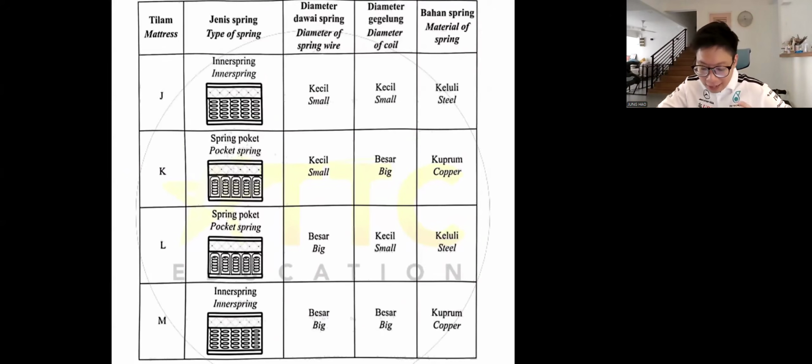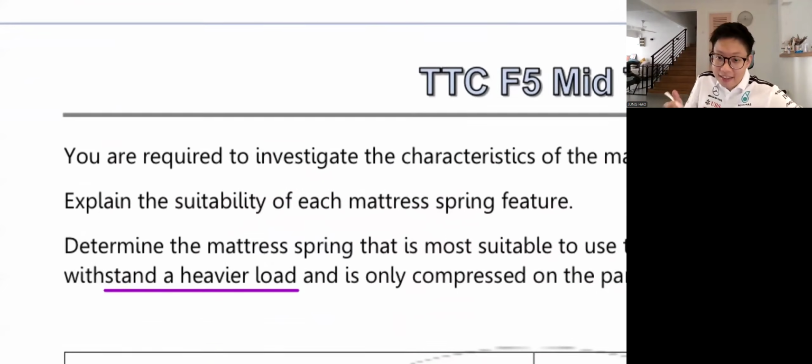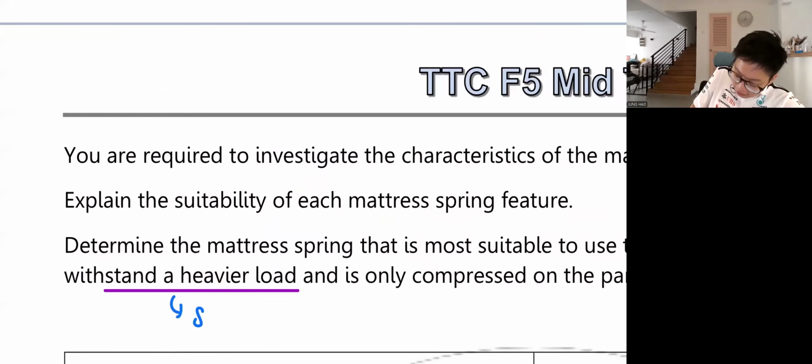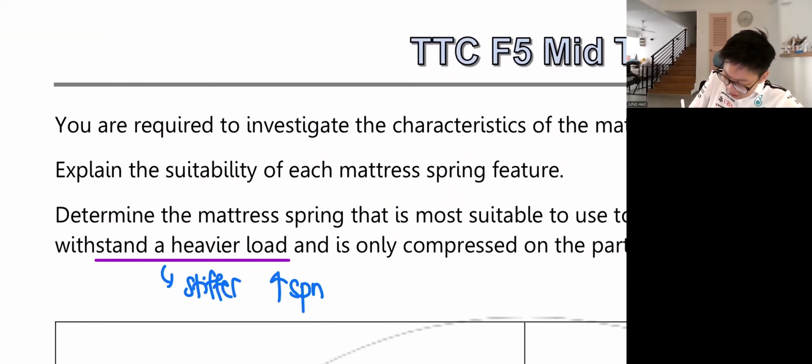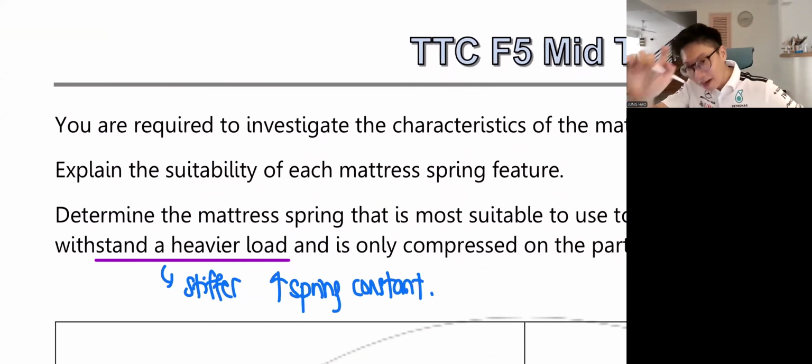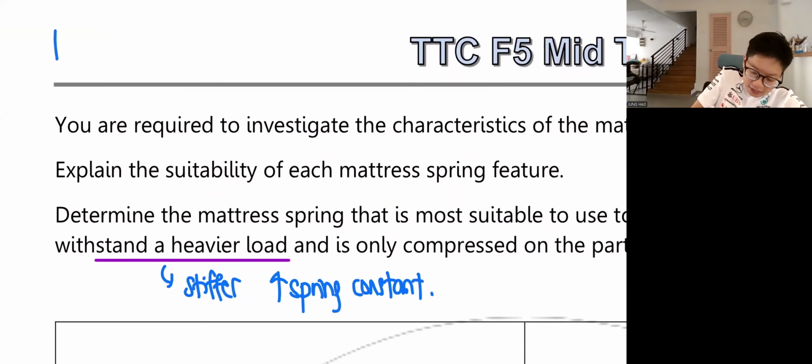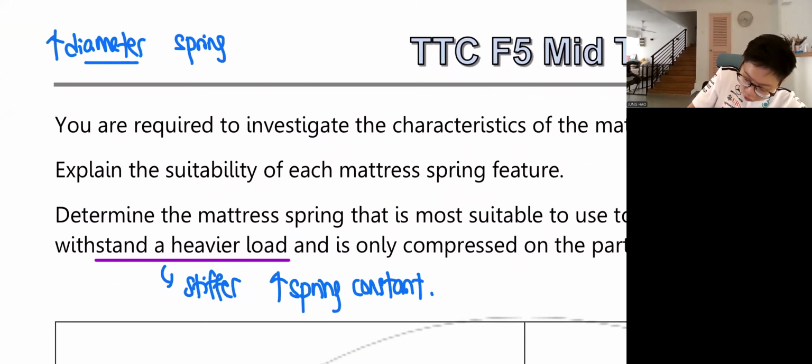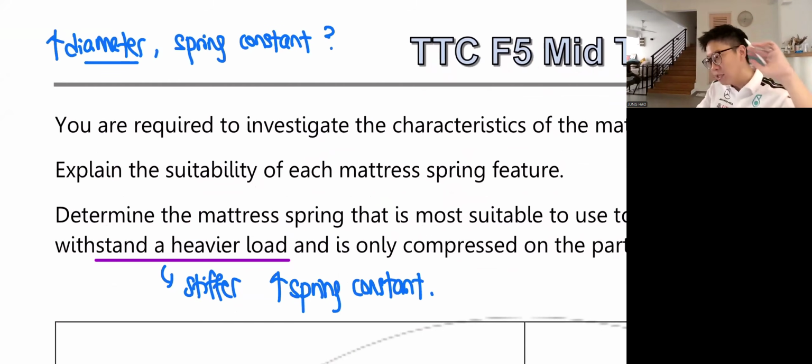So which is the better tilam? Okay, so if you want to withstand a heavier load, obviously, technically, you want a stiffer spring. So you want a larger spring constant, right? Correct. Okay, now my question will be this, guys. If I increase the diameter, does it make my spring constant increase or decrease? What happens to my spring constant? If my diameter starts to increase, will my spring constant increase or decrease, guys?